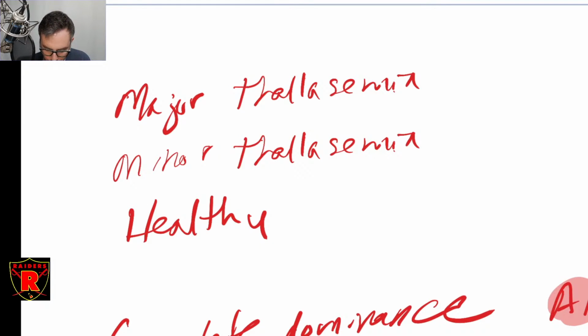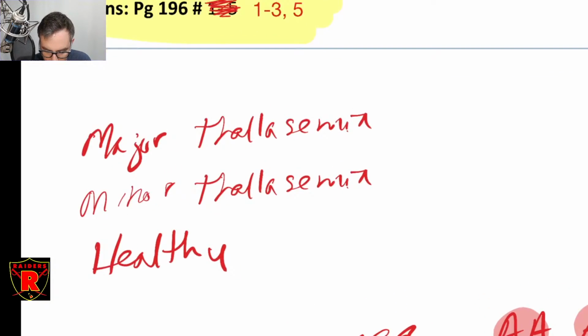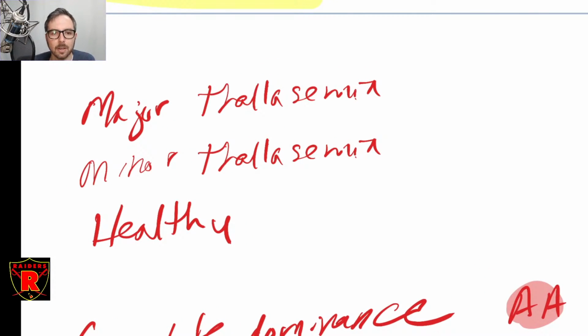Okay? So, by the way, this is question number 5 from the analysis questions here from 196, 1 to 3, and 5. I'm just going to do 5 with you real quick. So the question there is, which type of inheritance is this? Well, it can't be complete dominance, because in complete dominance, there are only 2 phenotypes that you can get. You can either have the dominant phenotype or you can have the recessive phenotype, but you can't have anything more than that. It's dominant or recessive. So this is definitely not complete dominance. So then the question becomes, is this codominance or is this incomplete dominance?